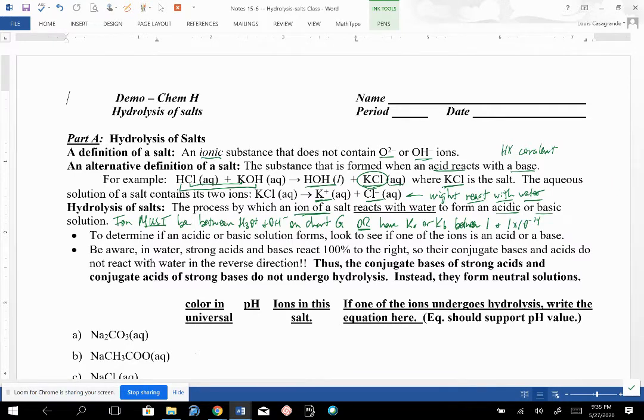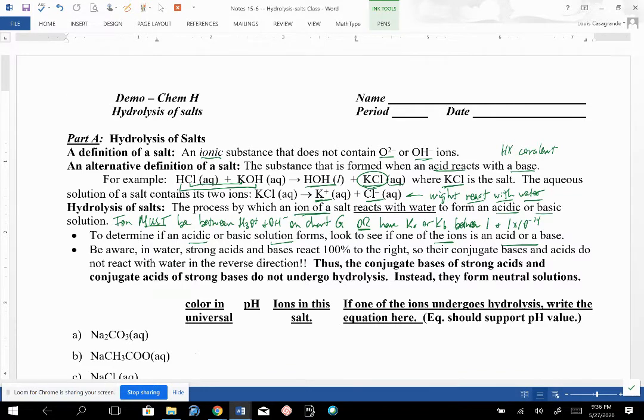All right. So to determine if we have an acidic or basic solution, you're going to look to see if one of the ions is an acid or base. And by that I mean, is it on chart G, is it on the left side, it's an acid, on the right side, it's a base? Or do I give you a Ka or a Kb, or somehow you know that I told you that it's a weak acid or a weak base? So it always has to be the conjugate of a weak acid or a weak base, as we will discuss a little bit below.